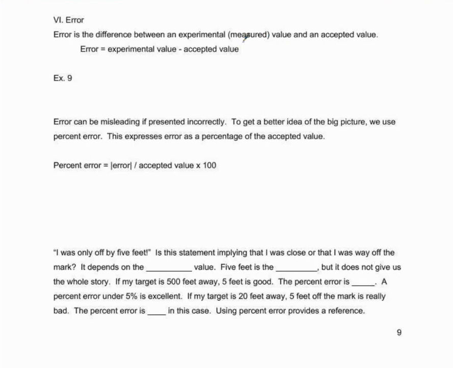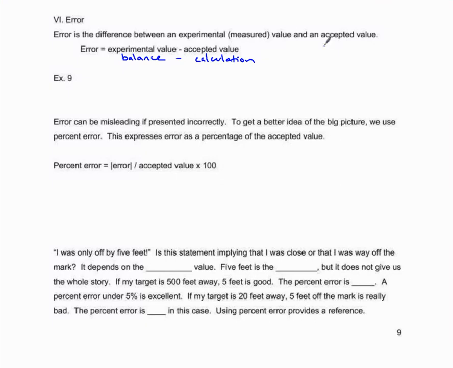So, in terms of a chemical reaction, if we're talking about mass, our experimental value might come from the balance. This is where we actually measure the mass. And the accepted value would come from calculation. So error, being the experimental value minus the accepted value, could also be thought of as the number that comes off of the balance minus the number that we got in the calculation.